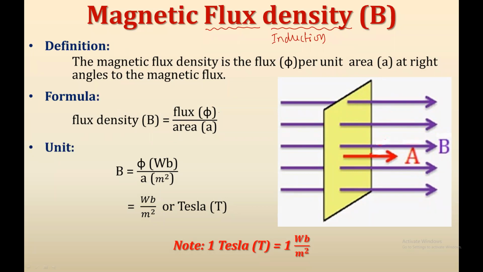What is the unit of flux? The unit of flux is the Weber. And what is the unit of area? That is nothing but the meter square. So the unit of the flux density is Weber per meter square, but the SI unit of this flux density is the Tesla. We can represent it with the capital T. So we can write here, 1 Tesla is equal to 1 Weber per meter square.